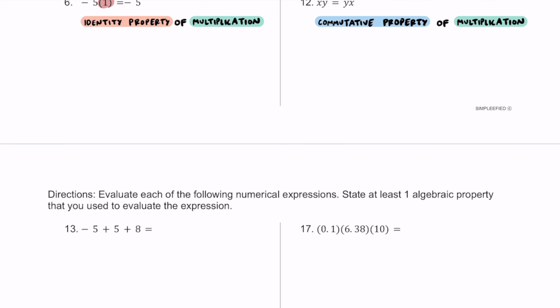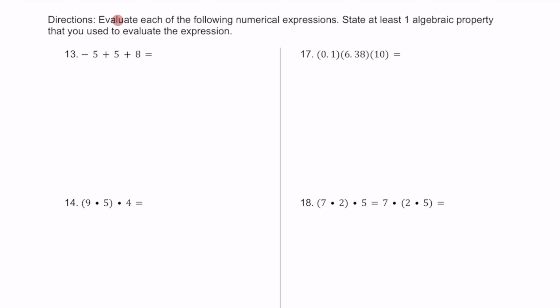Let's try some more practice problems here. For these practice problems, we're going to evaluate each of the following numerical expressions. Evaluate just means that we're going to solve them. Now, on top of evaluating or solving these numerical expressions, we need to also state at least one algebraic property that we use to evaluate each expression.